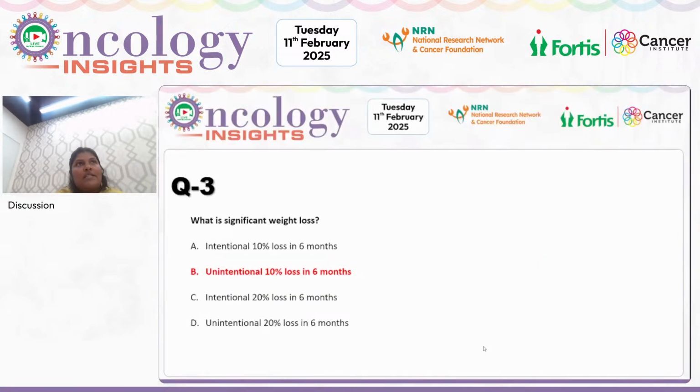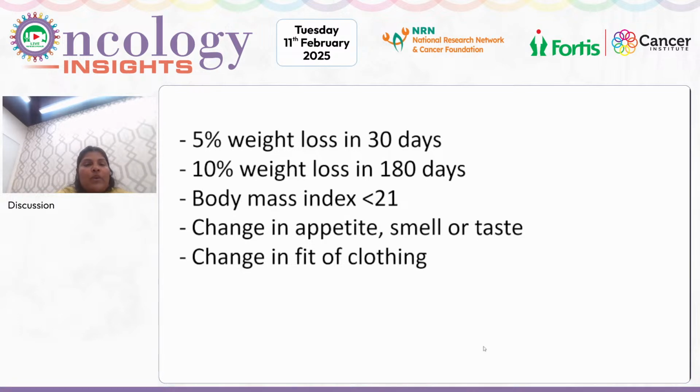Question 3: what is significant weight loss? The answer is unintentional 10% loss in 6 months, or 5% weight loss in 30 days, or a body mass index of less than 21, change in appetite, smell, or taste, and change in fitting of the clothes.